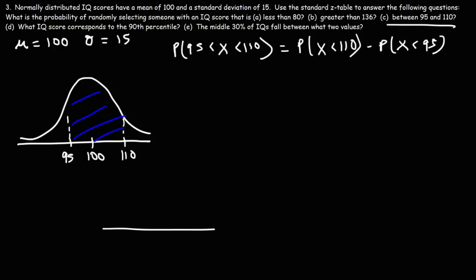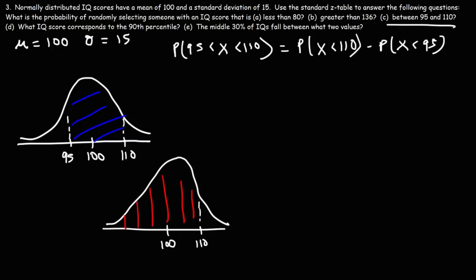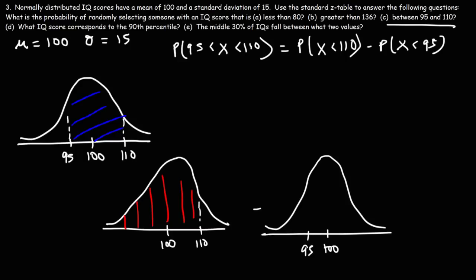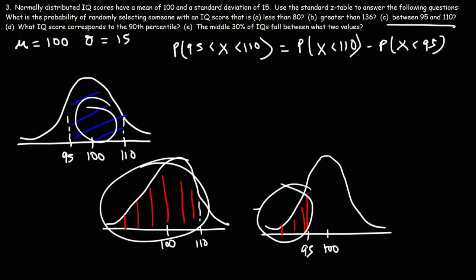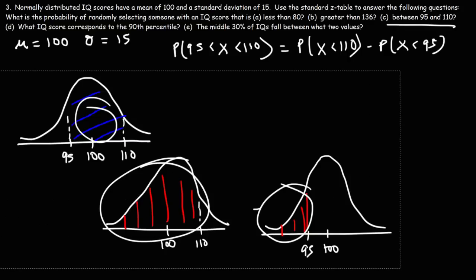The probability that x is less than 110 looks like this. Here's the shaded region that corresponds to it. And we need to subtract that region by what we have here. So if we take the region shaded in red, subtracted by this region, it will give us the area under the curve between 95 and 110. So that's what we need to do in this problem.